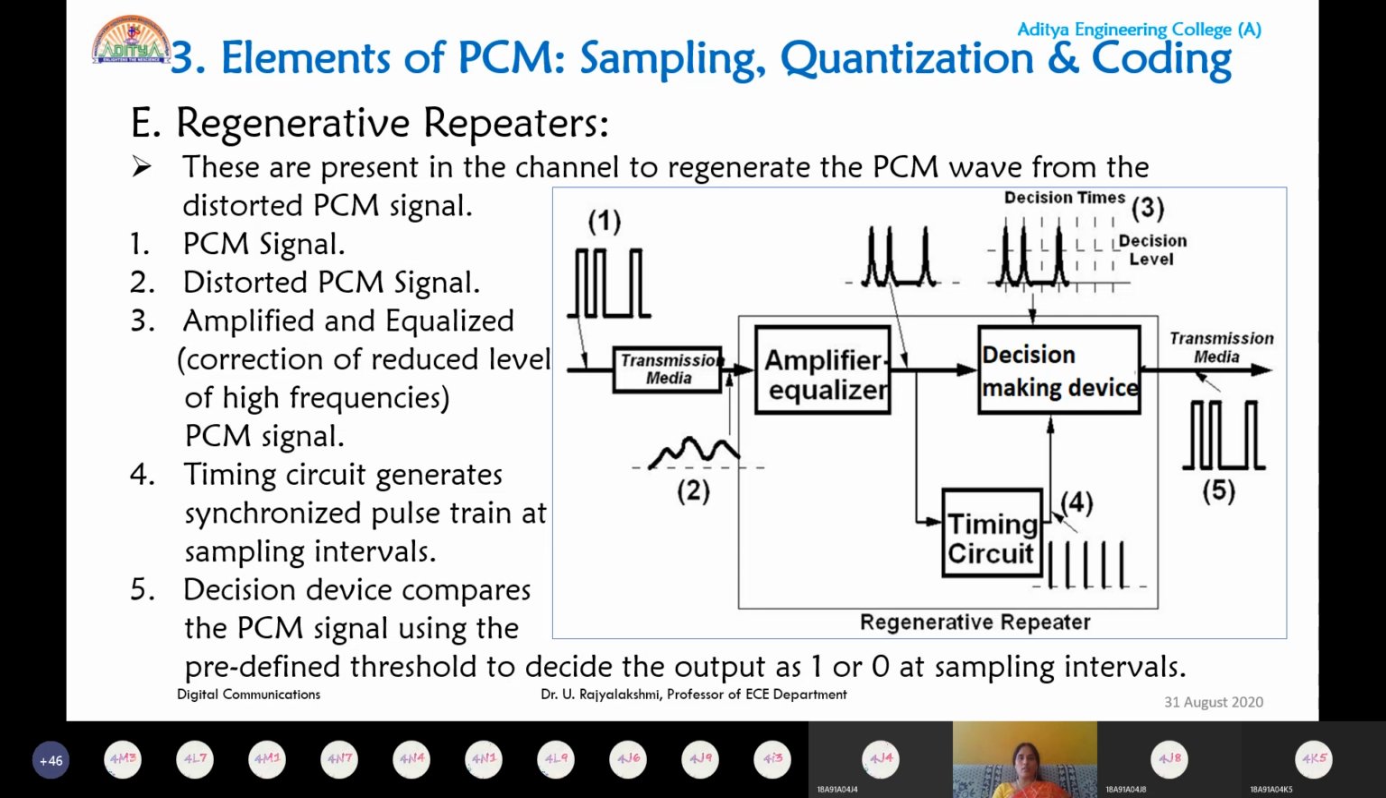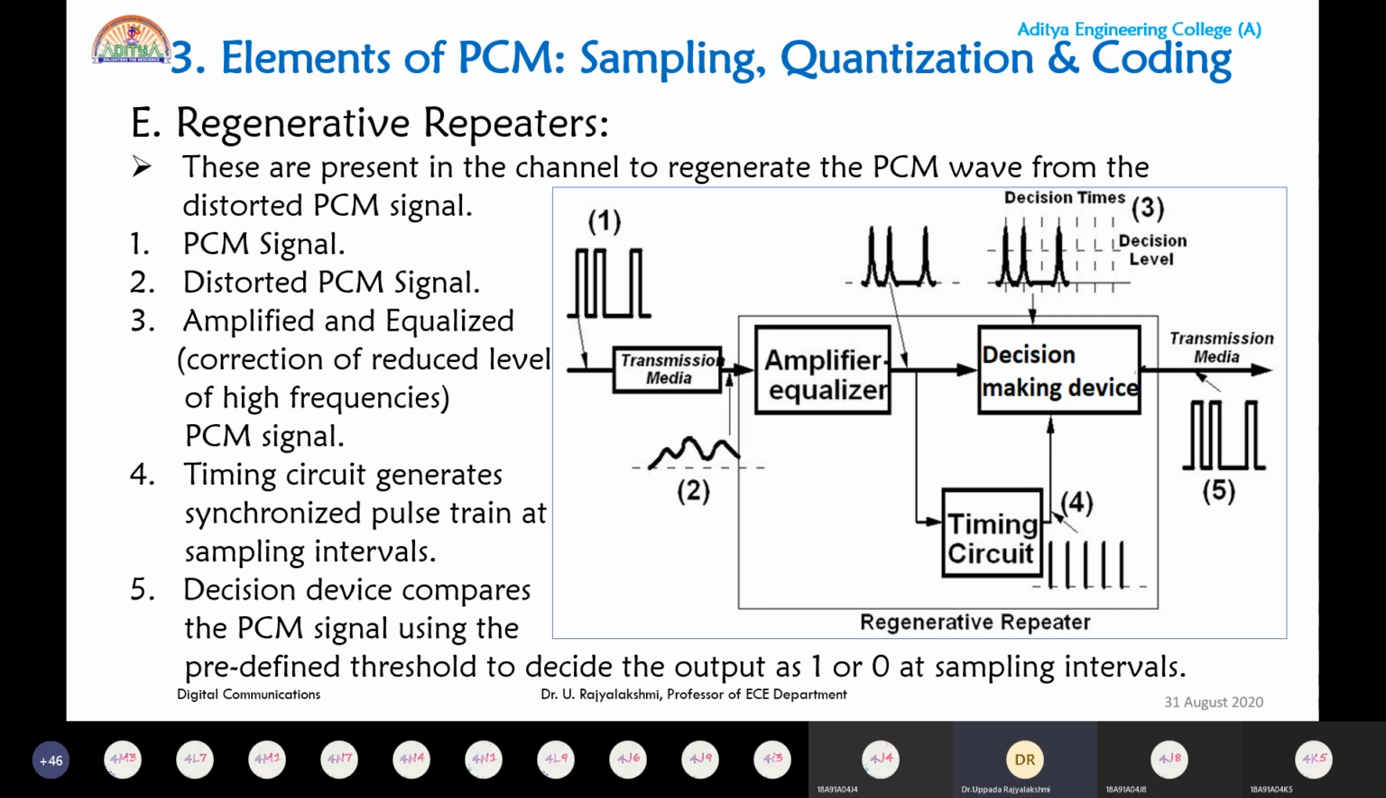Okay, so what does this repeater consist of? Repeater consists of an amplifier section, a decision making device, and one of the inputs to the decision making device is the timing circuit. So what is the input to the repeater? In the channel we have so many repeaters. The PCM signal, the encoded signal, once it is fed to the channel, the signal gets distorted.